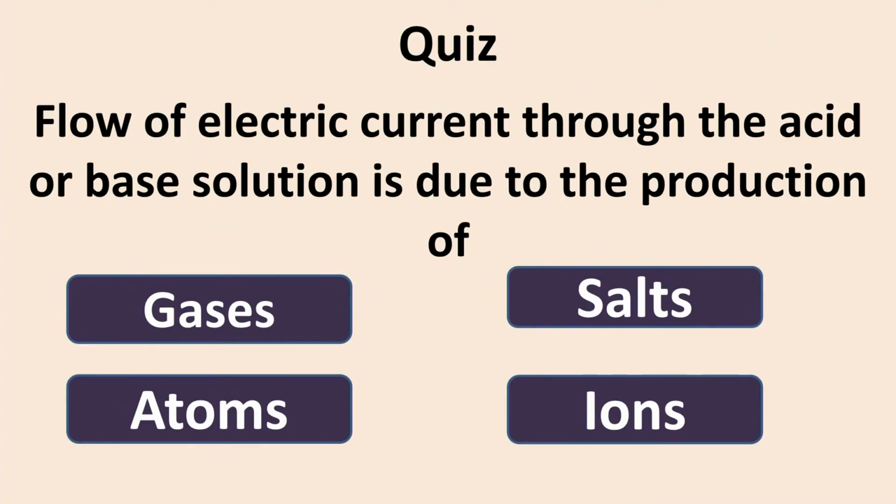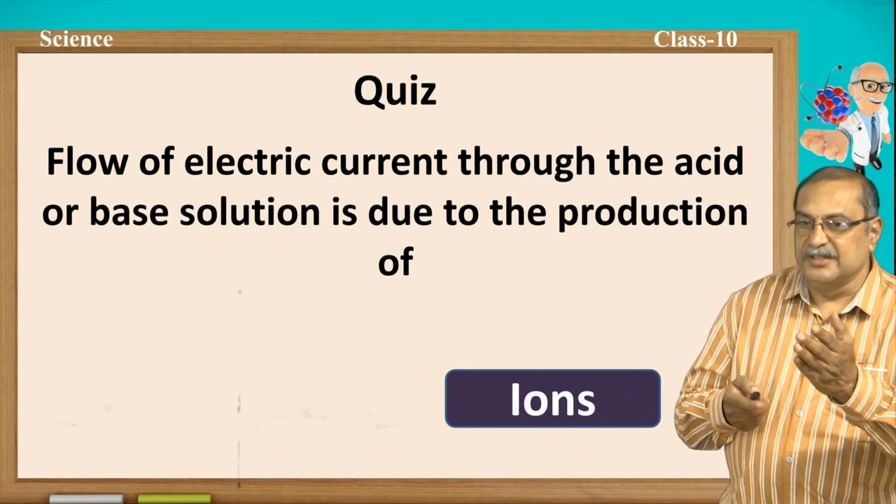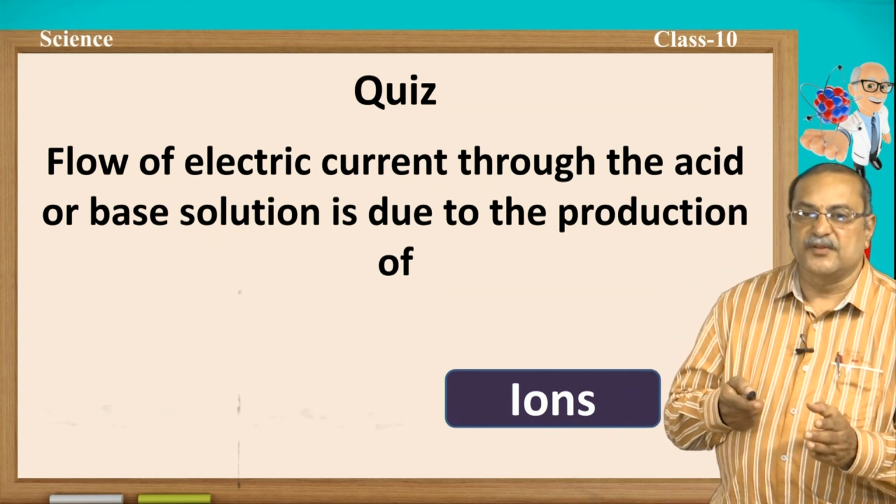Flow of electric current through an acid or base solution is due to the production of gases, salts, atoms or ions. Which is responsible for carrying the current from anode to cathode? What makes it? Yes, your answer may be correct. Let us see: ions. Very good. So, ions are responsible for this.